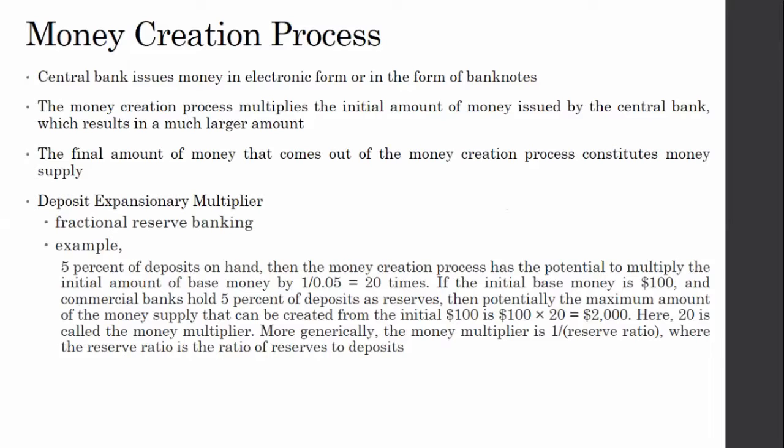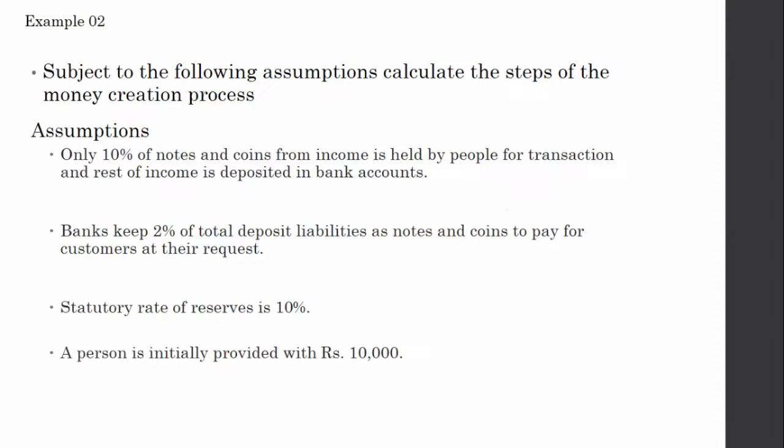So this 20 is called the money multiplier. That means the money multiplier equals 1 divided by the reserve ratio. So we can say our initial amount of $100 will be multiplied by 20 times and create money up to $2,000. So that is the deposit expansionary multiplier.